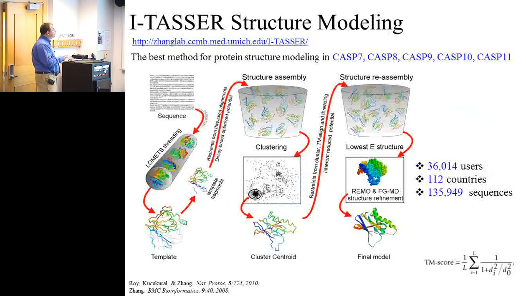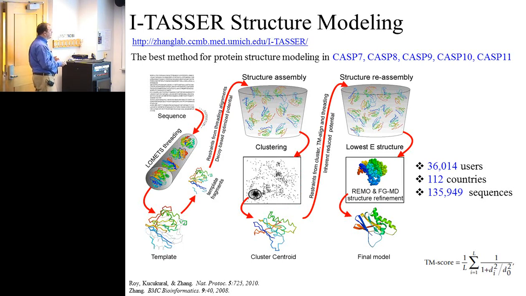This is the I-TASSER structural modeling package from Zhang's group. It's won the critical assessment of structure prediction competitions over the last decade. And it works basically like this. You take a primary sequence, you run an algorithm that looks for similar structures and sequences by a process called threading. From this, you get a series of templates out of this library, or out of this search.